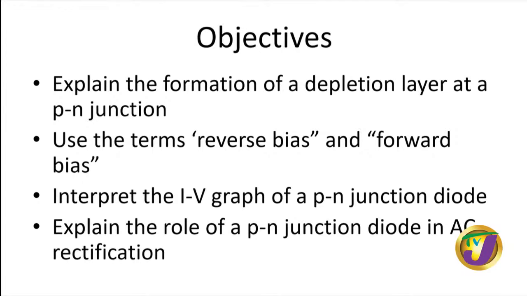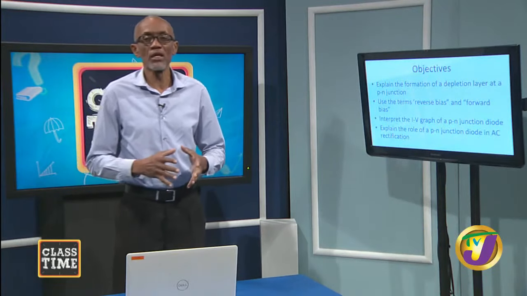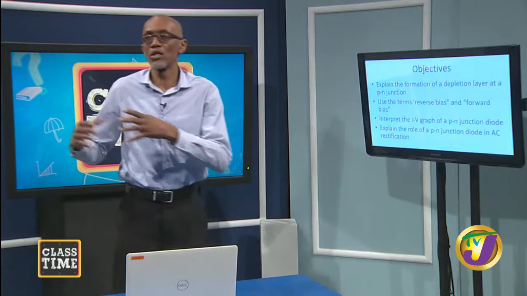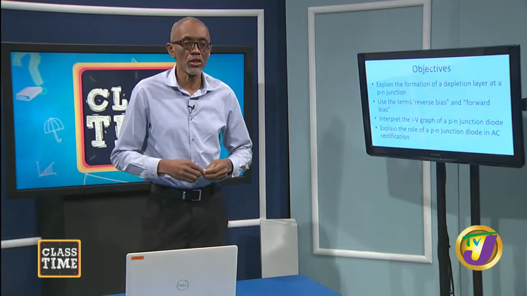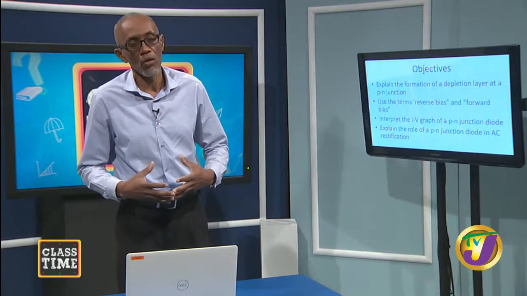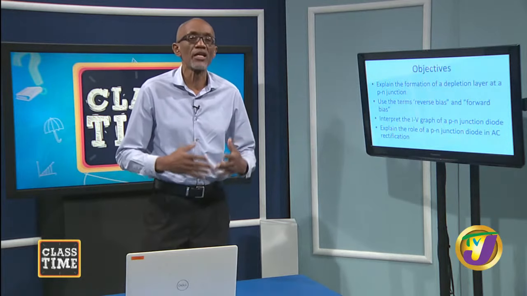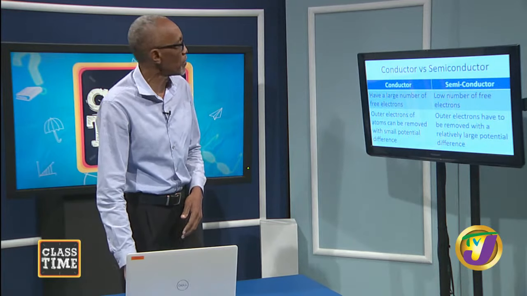All right, so first of all, we want to look at semiconductors. The word semi suggests half conductor, or part conductor. So when we talk of a semiconductor, we're talking of a material that is not a full conductor, and it has some properties that differ from conducting materials. So let's look at some of these differences here.